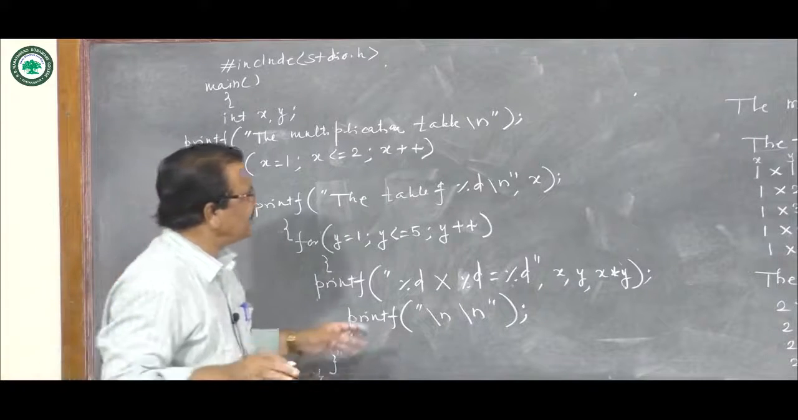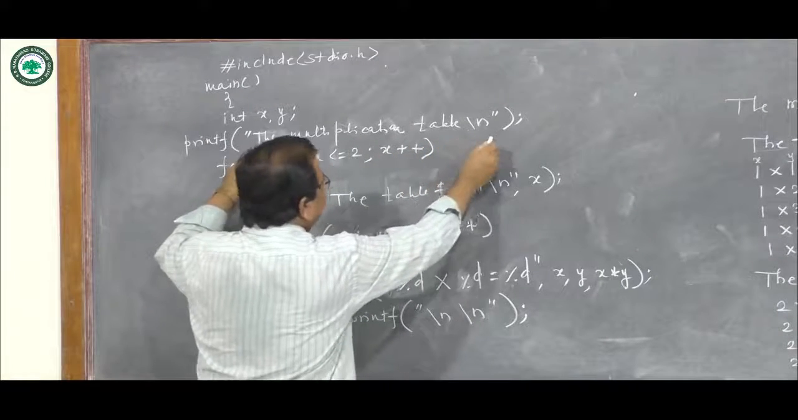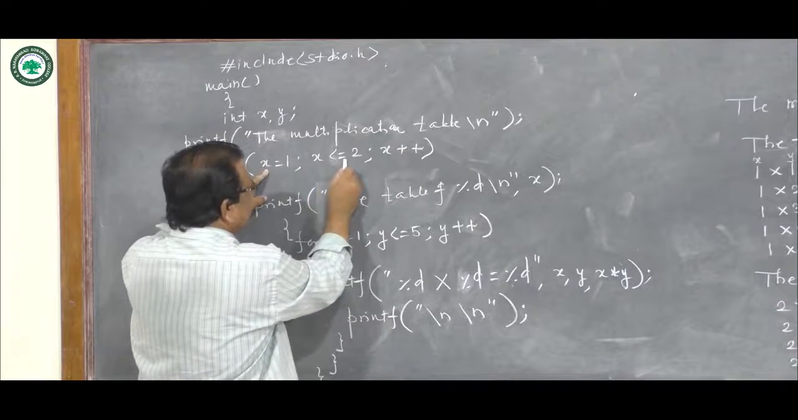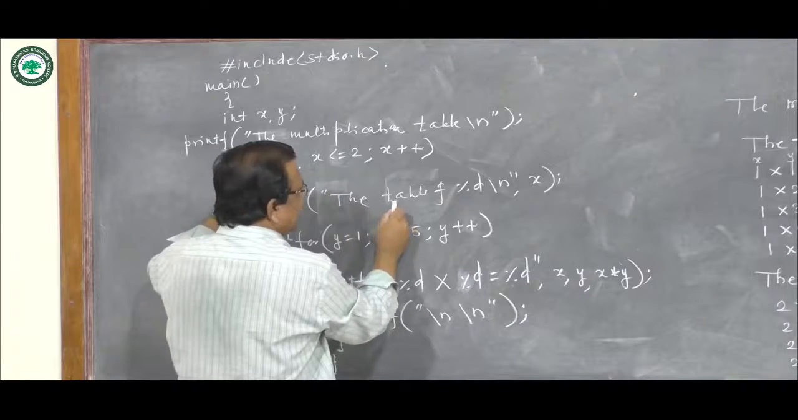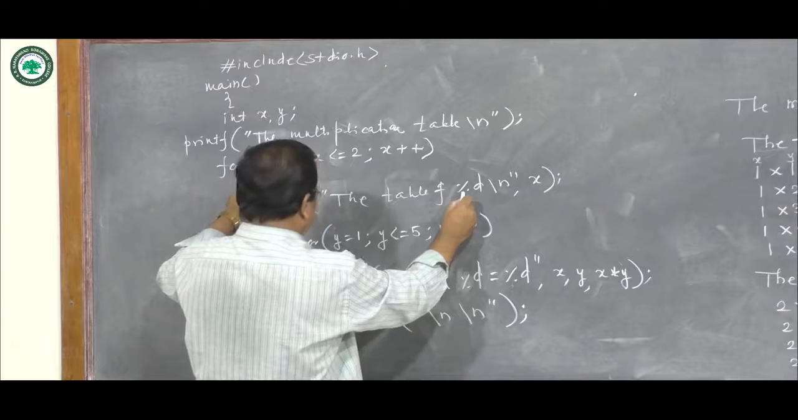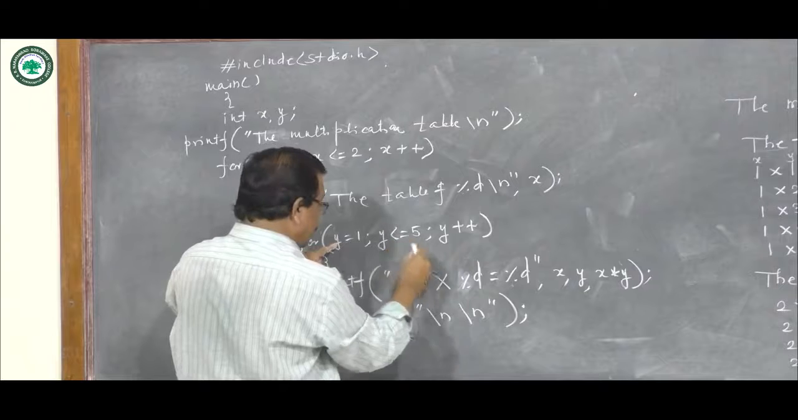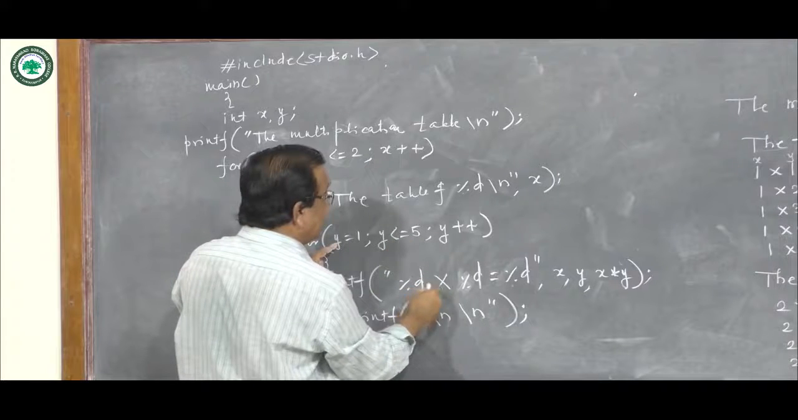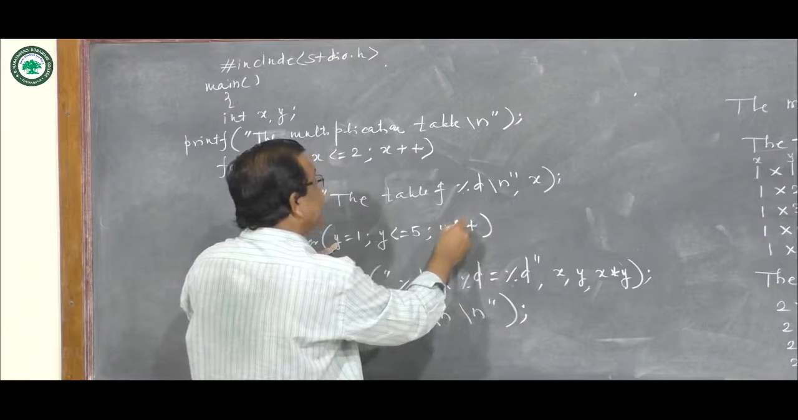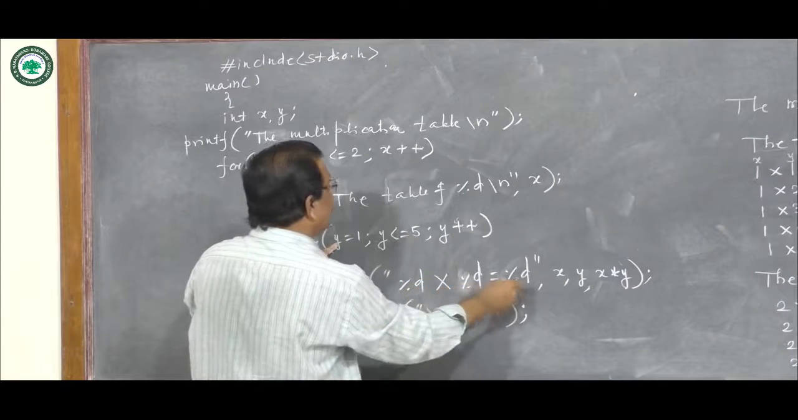How does this program execution take place? This particular message is printed first and the cursor goes to the next line. It takes the value of x equal to 1, the condition is true, the statement is executed, the table of x, where the current value of x is 1, the table of 1. And after that, it takes the value of y as 1, the condition is true, then this statement gets executed. 1 multiplied by 1 equal to 1. Goes back, y gets incremented, y becomes 2, the condition is true, 1 multiplied by 2 equal to 2.